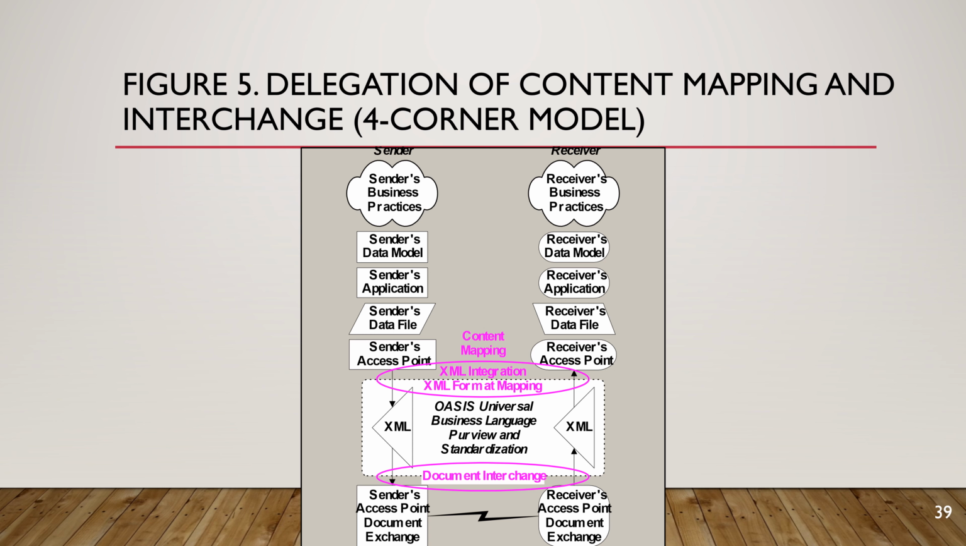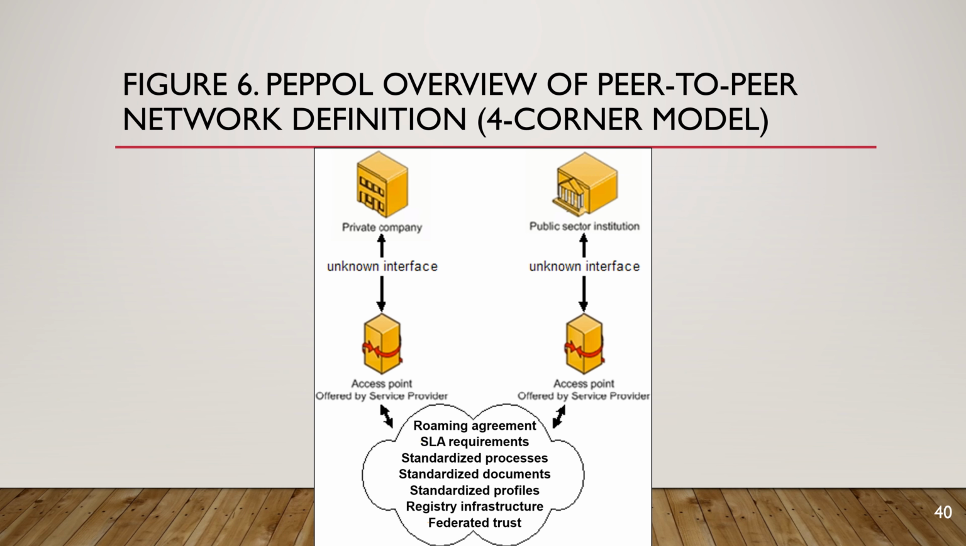The original prototype or pilot operation was a project called PEPPOL. We see it illustrated here. We have private companies, private organizations sending their business documents to an access point offered by a service provider. And we see a public institution, a government office, similarly sending and receiving documents from its access point. And in the middle, those two access points have set up roaming agreements, SLA requirements, standardized processes and documents, standardized profiles, registry infrastructures, and federated trust.